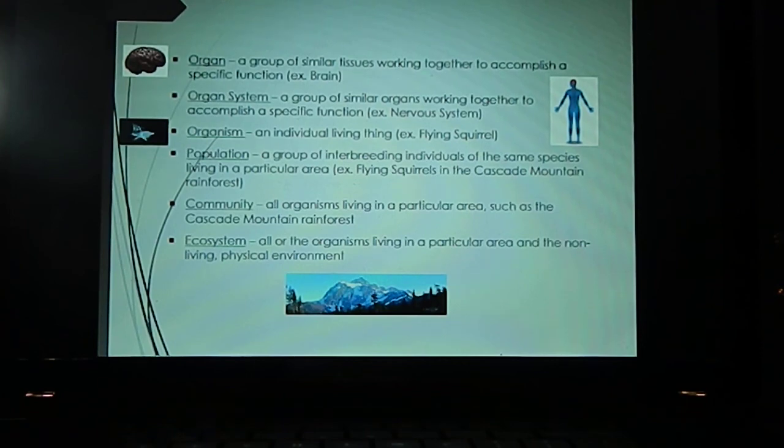So that's a population. But if you take all the organisms that are living in a particular area, not just the flying squirrel, but the Douglas fir, the moss, the slime molds, birds, everything that's living in that area, then that's called the community. And that's just all the living organisms that live in the Cascade Mountain rainforest.